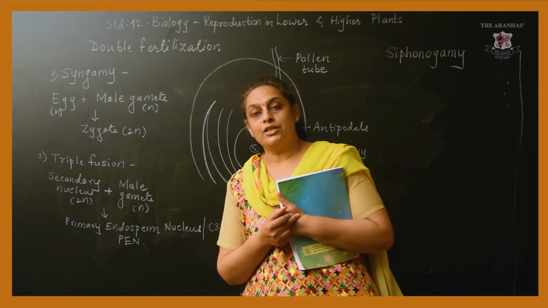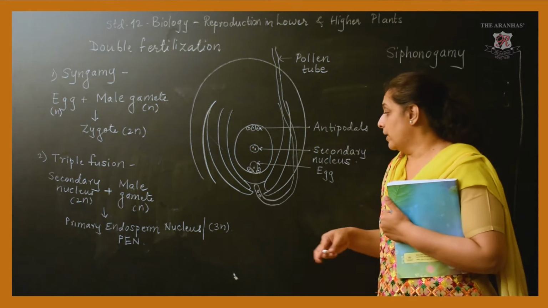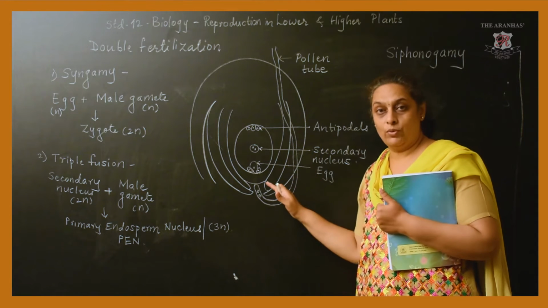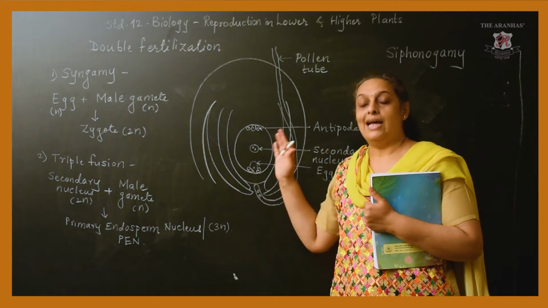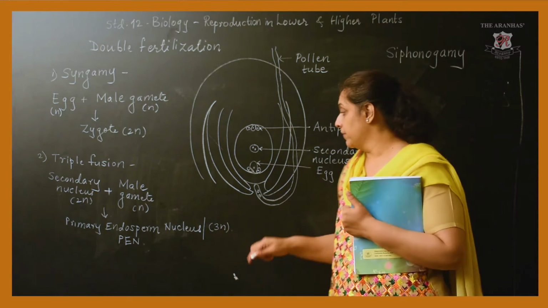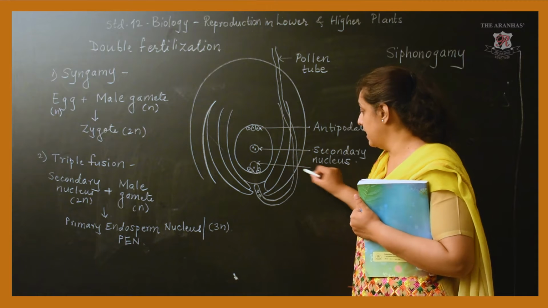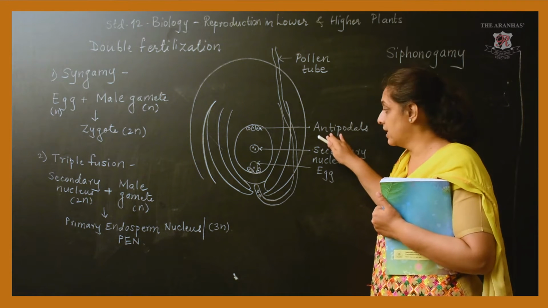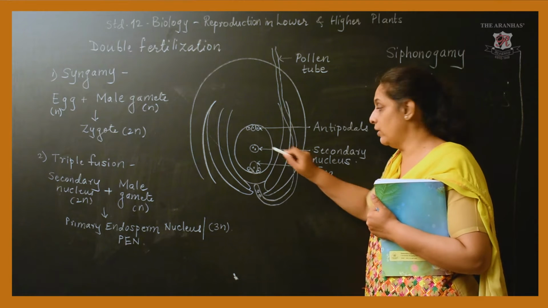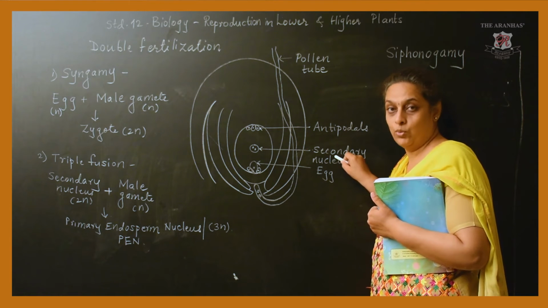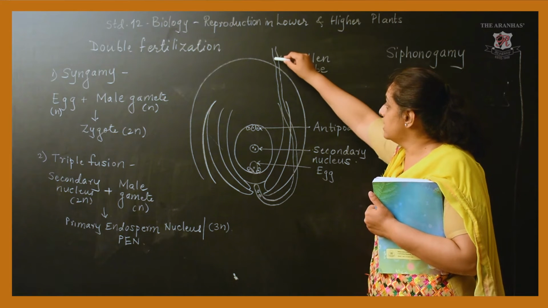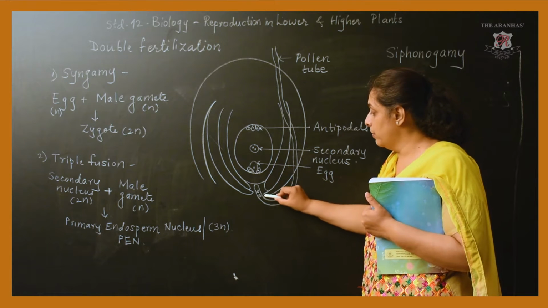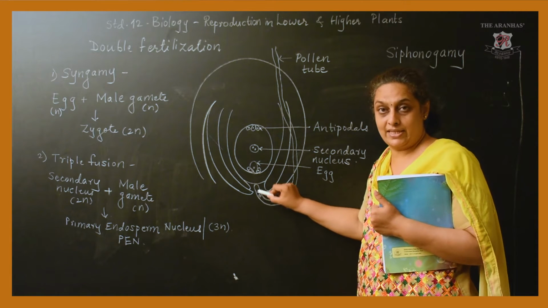In fertilization process, you can see here I have drawn a diagram. This is angiospermic ovule, which you have already studied, anatropous or inverted ovule. Near micropyle, you can see egg cell. Near chalaza, antipodals, and roughly in the center of the embryo sac, there is secondary nucleus. Now you can see this is the pollen tube, and pollen tube carries two male gametes.